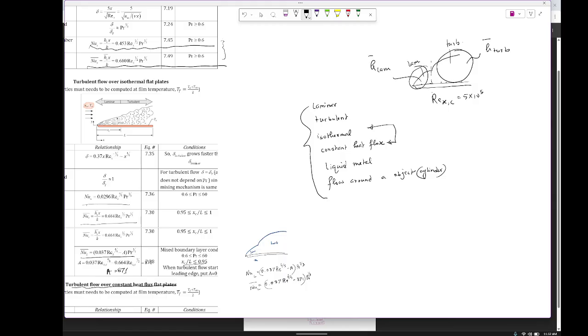You understand? Now that you understand these two scenarios, laminar and turbulent, the transition at the critical Reynolds number, the average and the local h, everyone understands everything, right?